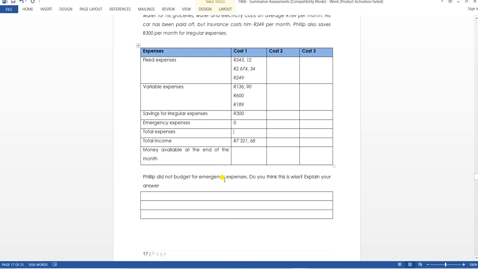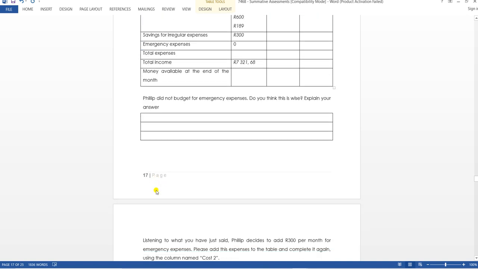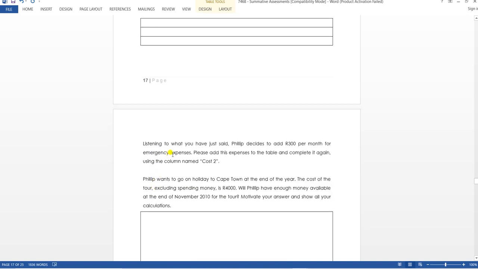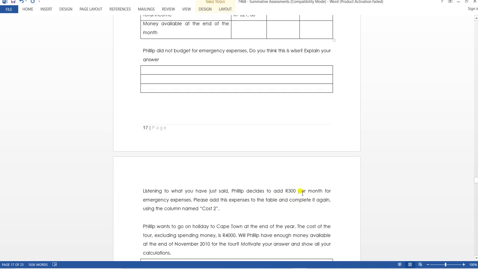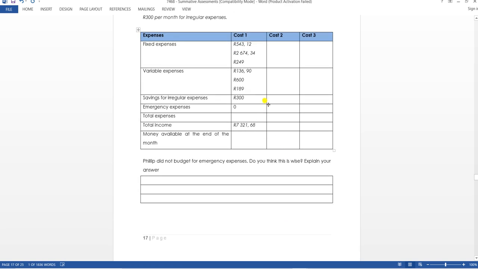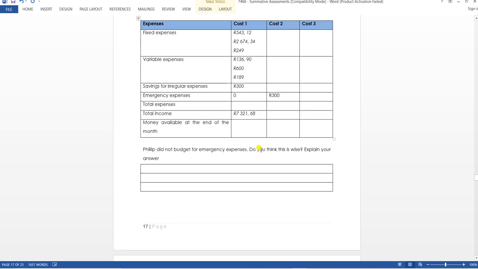Philip did not budget for emergency expenses, as you can see. Do you think this is right? You need to explain your answer. And listening to what you have just said, Philip decides to add 300 per month for emergency expenses. Please add this expense to the table and complete it again using column 2. So you'll add 300 to column 2.